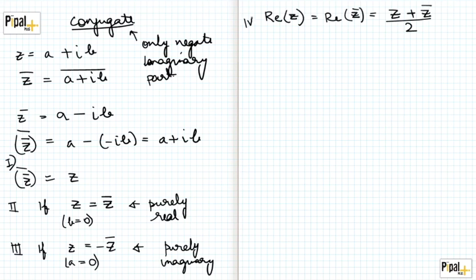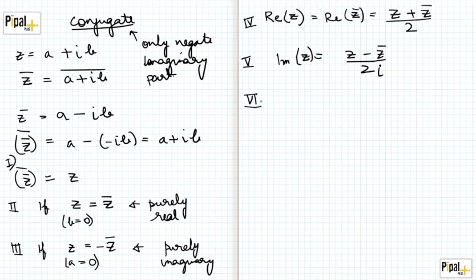That's the next property. And the property which follows this is that the imaginary part of the complex number is simply the difference between the complex number and its conjugate divided by 2, exactly like what we've done for the real part above. What you also have to do is eliminate the iota, so you just divide it by iota as well.